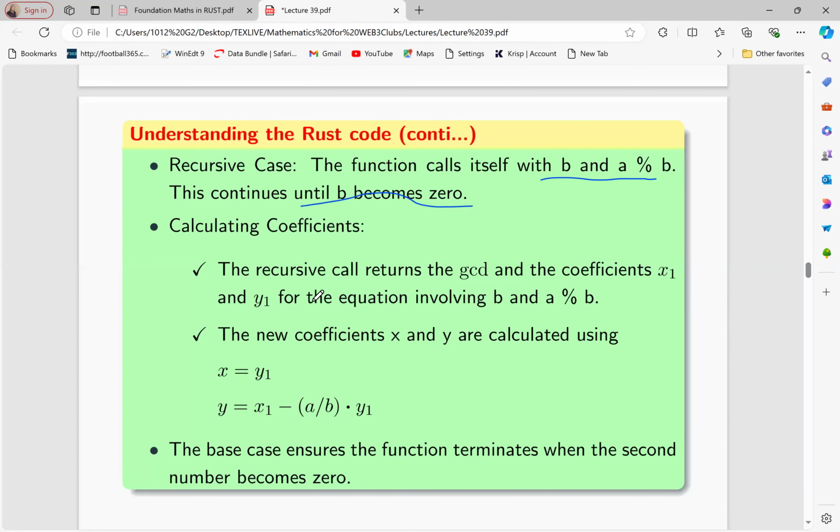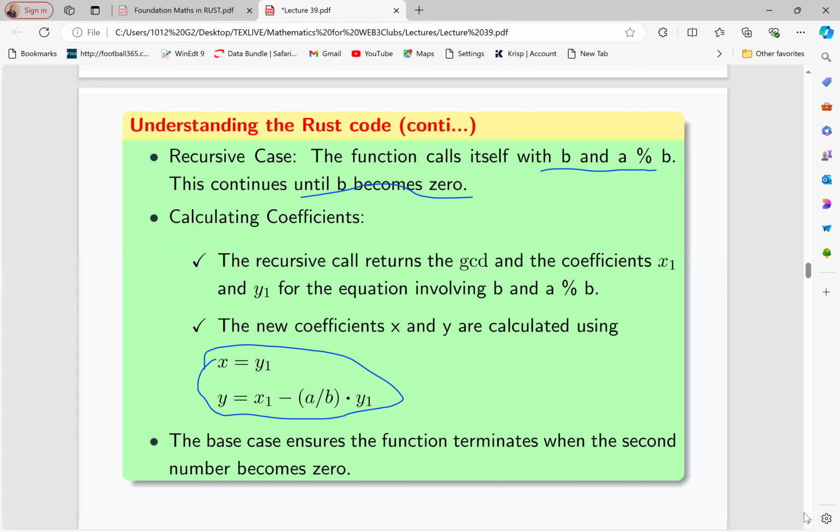And then once B is 0, we begin calculating for X and Y. And these are the formulas for calculating X and Y. X becomes Y. Is that okay? Yes. And Y becomes X minus A divided by B. So you're going up and you identify what A is and what B is at that point.